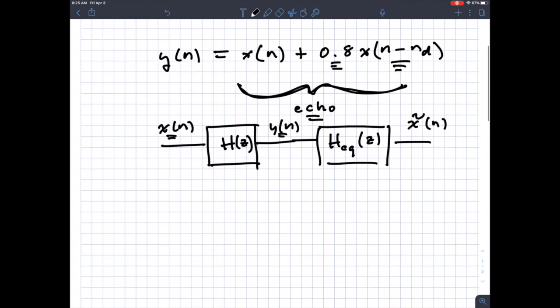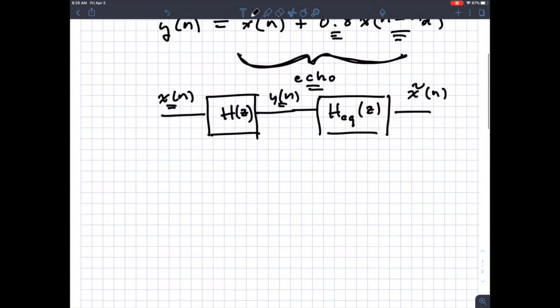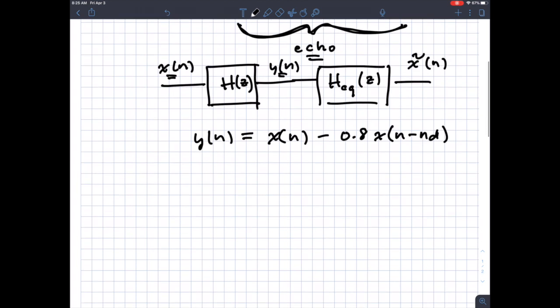Again, I realize you all haven't had DSP, but if you have, this is a simple calculation to find the equalizer. If you haven't, I'm still going to go over it, because when you get to DSP, which is a required course in our curriculum, you'll hopefully remember this is just a real simple case of making an equalizer. So the way we would do this is I have y of n, which is x of n minus 0.8 x of n minus nd. The simple calculation goes like this.